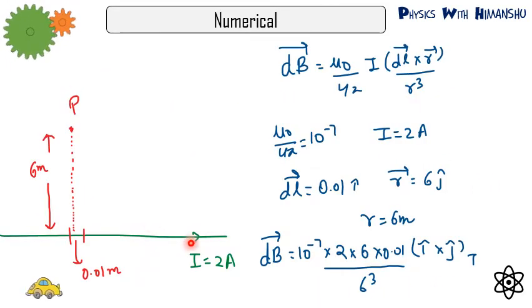Okay, so we have a current carrying wire in which current is 2 ampere, and there is a small line segment of 0.01 meter, and there is a point P 6 meter from the line segment, angle is 90 degree.